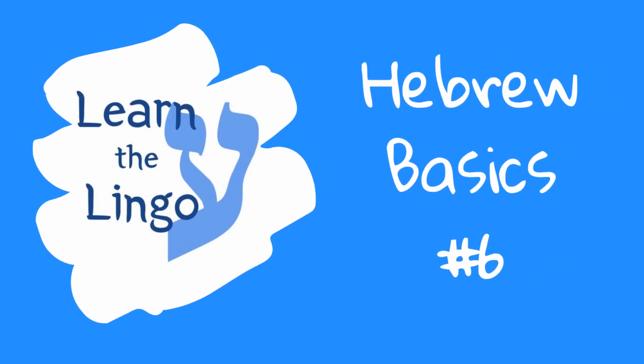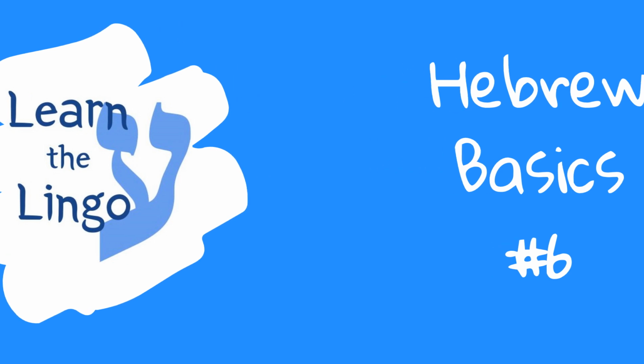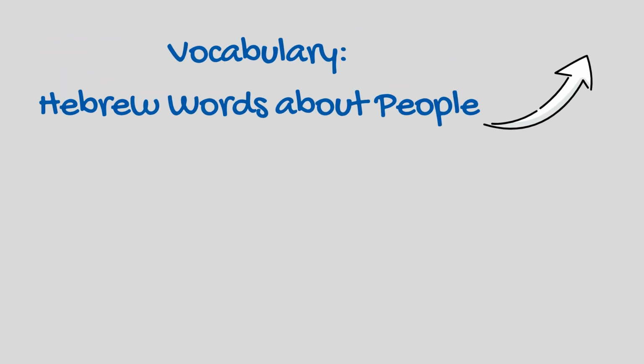Welcome to Lesson 6 of Hebrew Basics, a series where we learn the essentials of Hebrew grammar. In our last lesson, we learned the singular subject pronouns: I, singular you, he, and she. Today, we'll move on to the plural pronouns: we, plural you, and they. In this video, we'll be using the same vocabulary as last time, from the people vocabulary video.